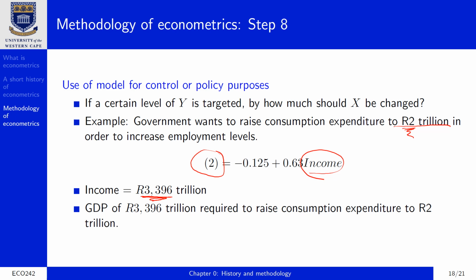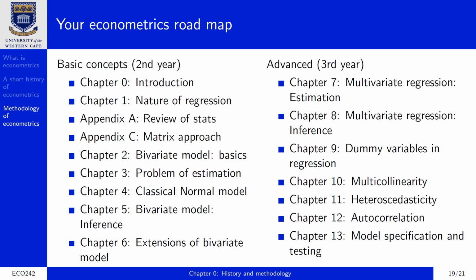And that ends the 8-step methodology of econometrics. Looking forward to what you can expect for the rest of the semester. Next week, we'll be covering Chapter 1, talking about the nature of regression. And for the 4 to 5 weeks following that, we'll be engaged with Appendix A, which is a review of basic statistics. Appendix C is no longer part of the curriculum, so you can ignore that.